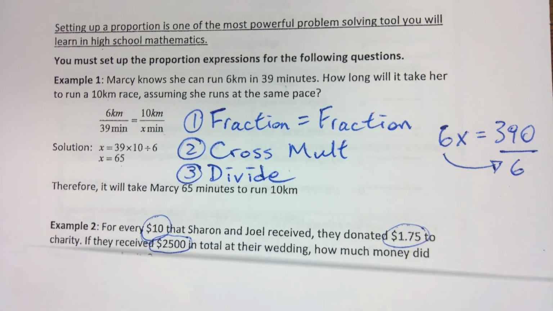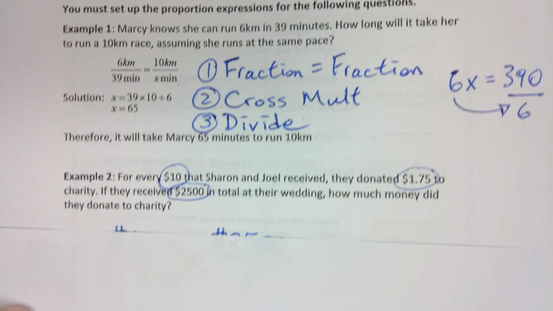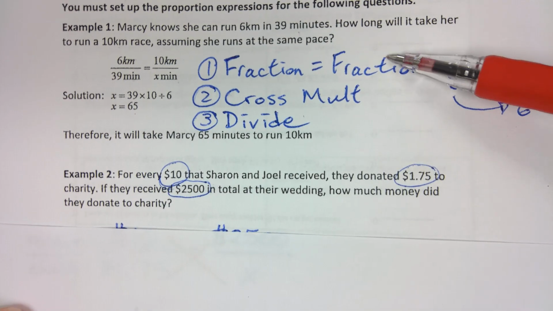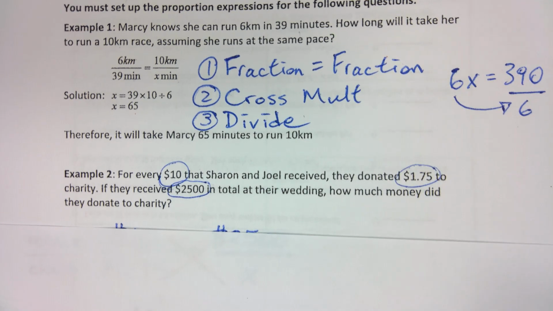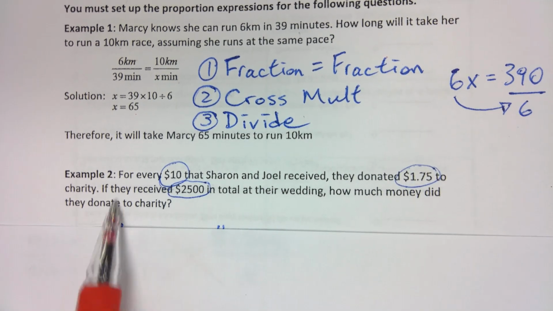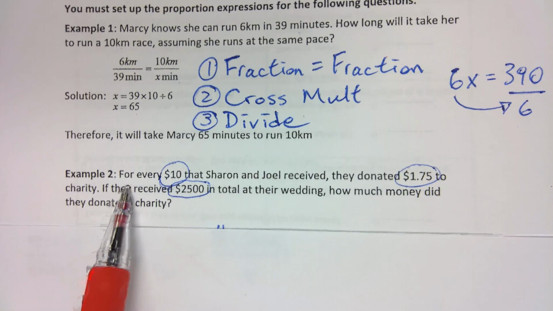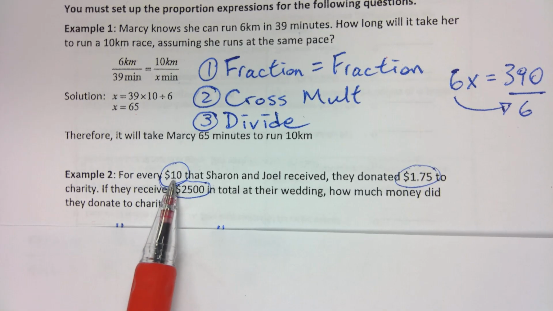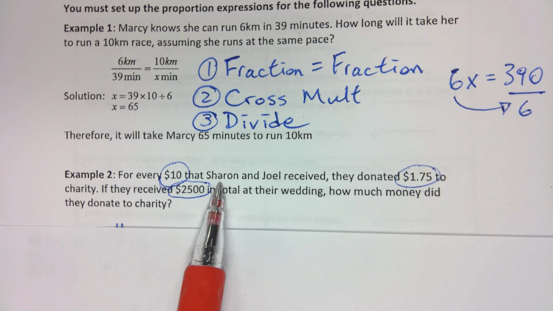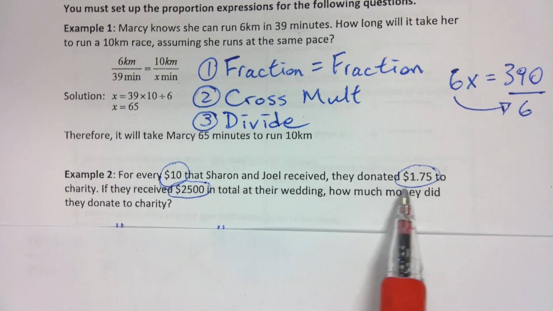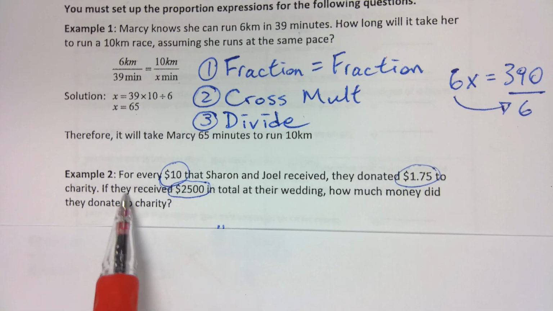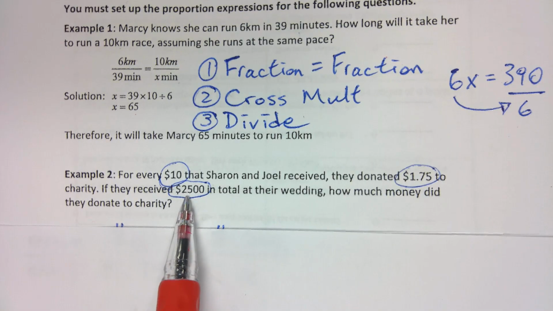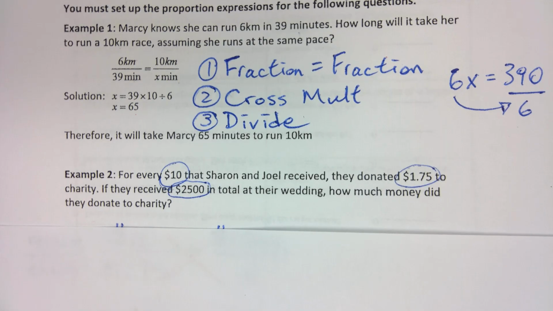Okay, so let's try this one then. So remember the 3 steps: fraction equals fraction, cross multiply, and divide. Those are the 3 steps. So example 2 right here. So you guys are going to help me set this up. For every $10 that Sharon and Joel receive, they donate $1.75 to charity. That's very nice of them. So if together for that month they take in $2,500, how much are they donating to charity?